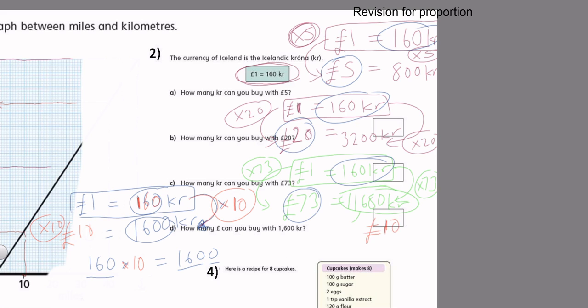To keep it easy for you, when you want to change pounds into other currencies, you need to times by the exchange rate. But when you want to change the other currencies back into pounds, you need to divide by the exchange rate.